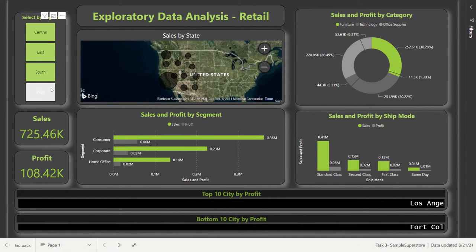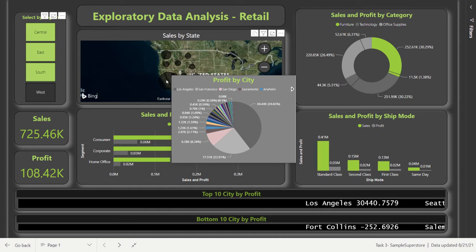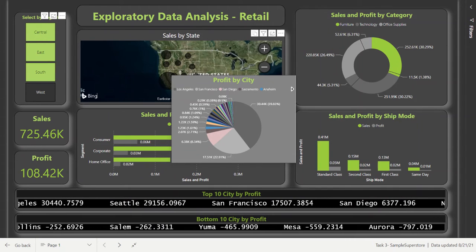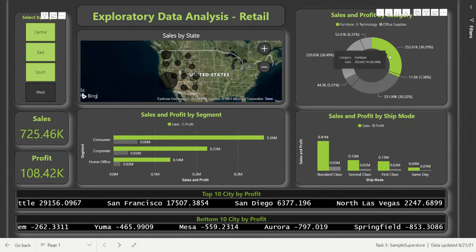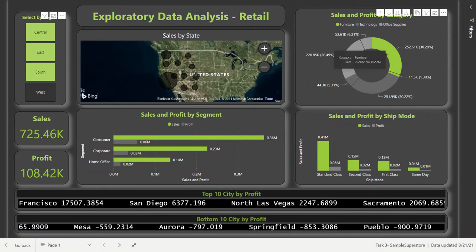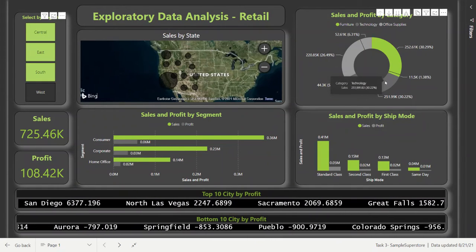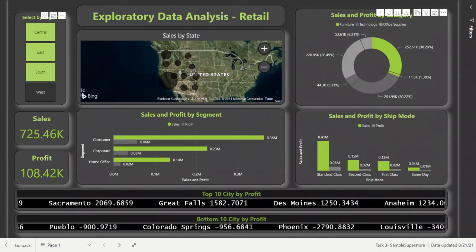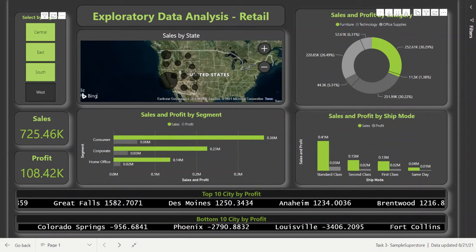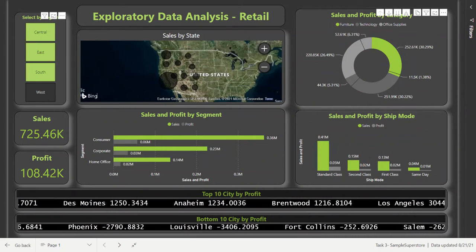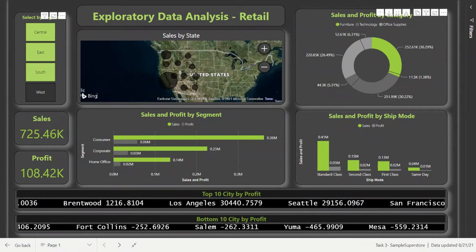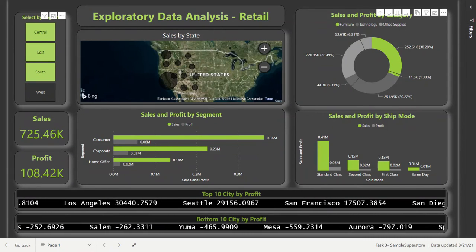Same thing we have done in the west part. This one is the maximum profit by state, where Los Angeles has the maximum profit, and then Arizona, San Francisco, and then San Diego. Here we can see that 30.29% is from the furniture part, 30.22% is from technology, and 26.49% of total sales is coming from office supplies. Around $725.46k of sales is coming from the west region, which is giving around $108.42k of profit.